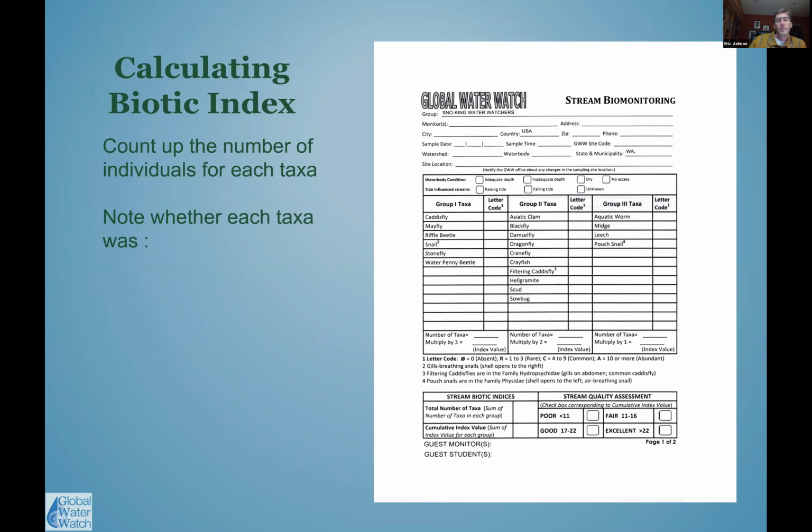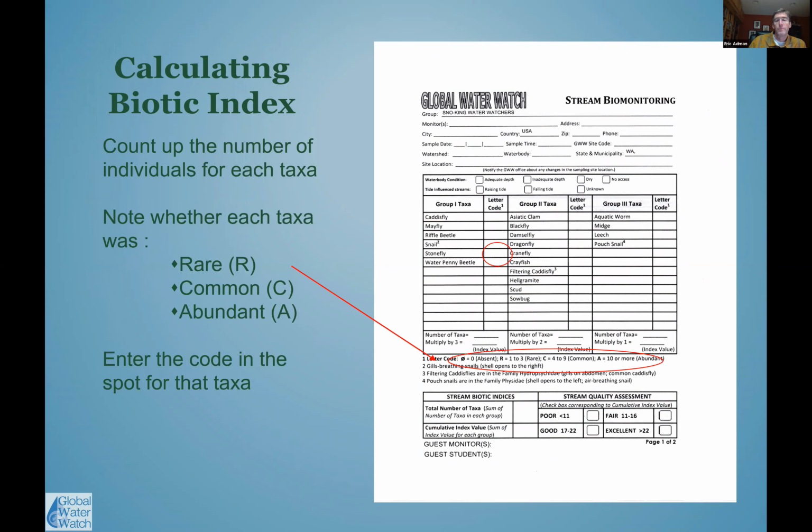So again, we count up the number that we had in each taxa, and we'll note, just for future comparison, whether they were rare, common, or abundant. And that's where you do that on the form. We're going to enter that code in the spot for the taxa, and then leave it blank if we didn't find one. And as we go along here, feel free to ask questions or stop me if it doesn't make sense.